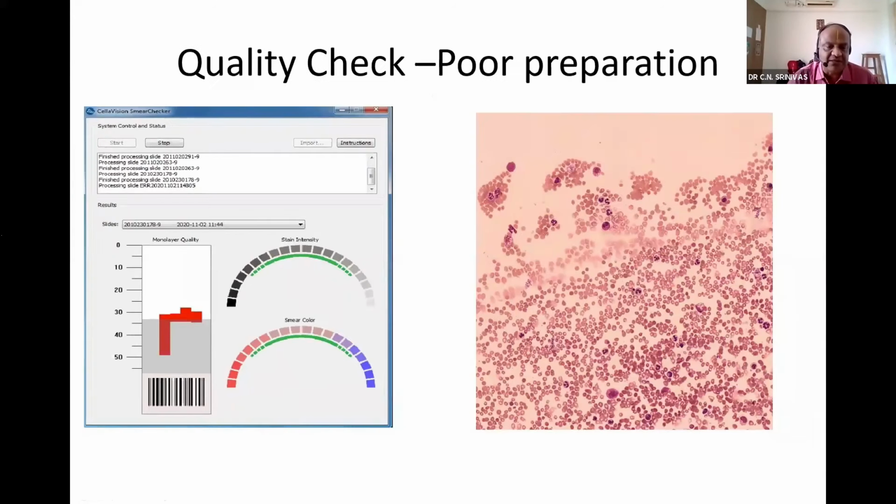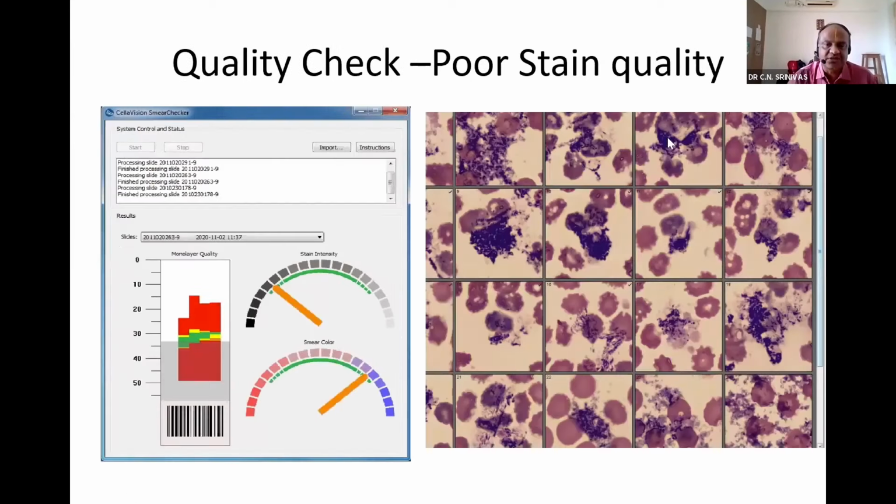When it is a poor quality smear, there is no green color in your slides, which you see here. There is no monolayer quality at all. And the stain intensity and the smear color are very poor, and it requires to be relooked at for troubleshooting itself. Again, poor stain quality here. There is a small amount of thin preparation of the green color, which has been reviewed by the digital imaging. The stain intensity is poor, the smear color is poor, and you have stain marks all over here, which indicates that you have to filter your stain quality itself.